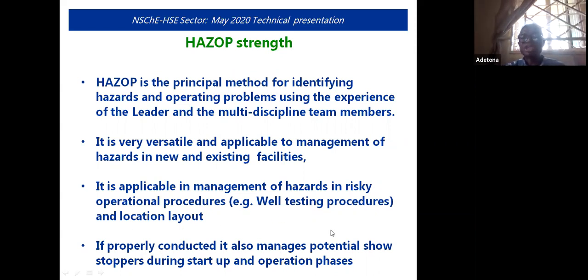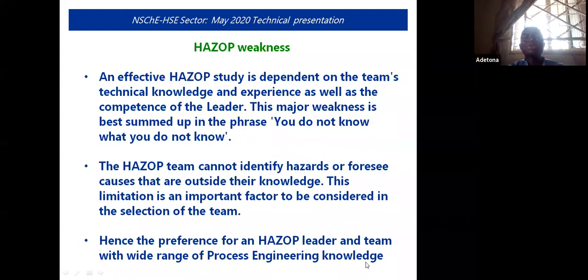If properly conducted, Hazop manages potential showstoppers during startup and operating phases. Yes, after all design and installation, you carry out a pre-startup audit. But even before the pre-startup audit, if Hazop is carried out and led by an experienced Hazop leadership, you'll be able to go into the area of pre-startup audit and identify any major showstopper. Also, we dwell into things like what could be the possible major critical spare parts that need to be stocked.